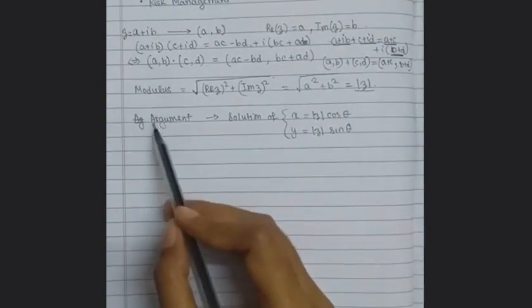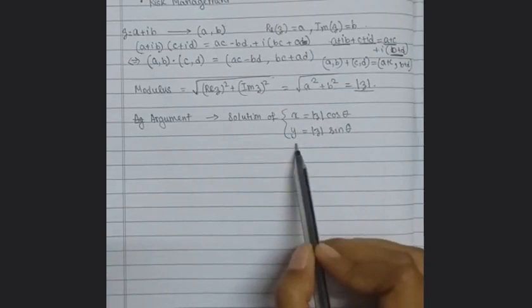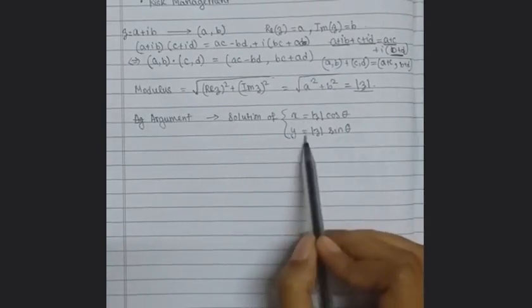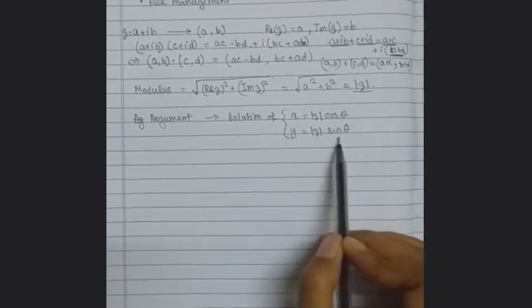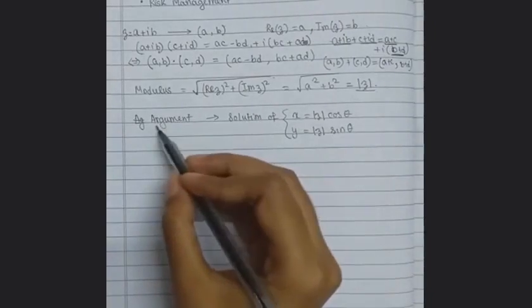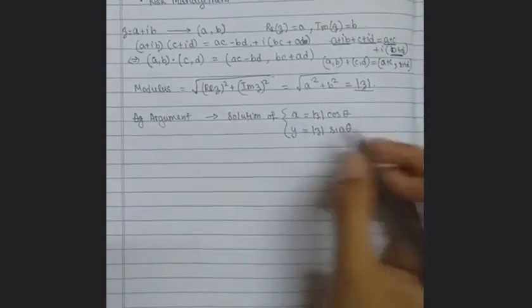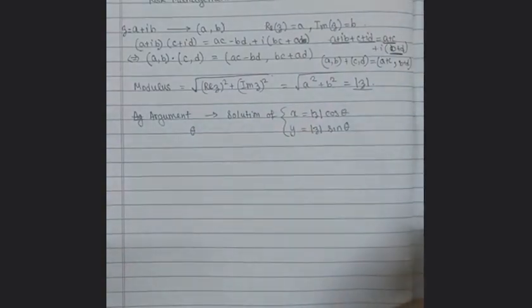Then we have something called the argument, and formally it is defined to be the solution of these equations: x is equal to mod z cos theta, y is equal to mod z sin theta. So the argument is basically the value of theta that we find from this, right?